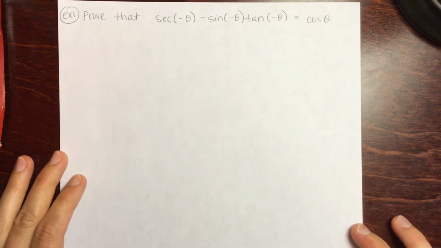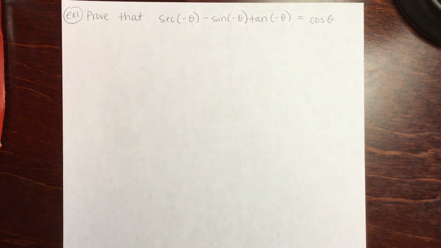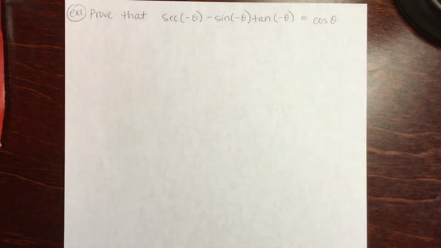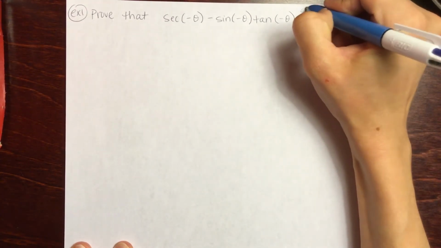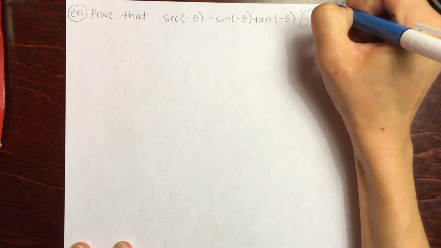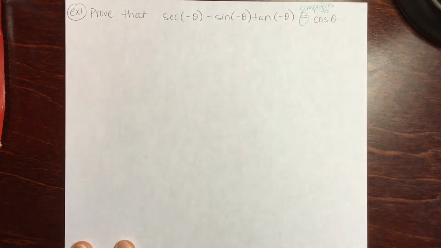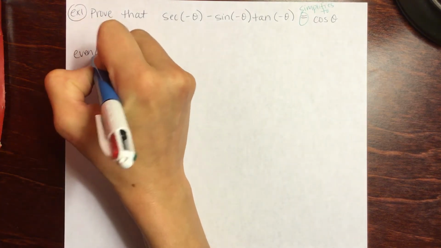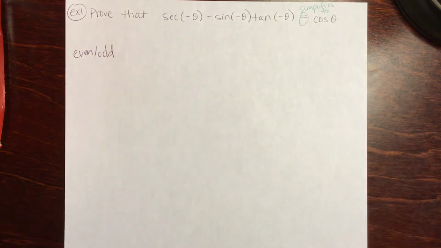All right, prove that secant of negative theta minus sine of negative theta times tangent of negative theta simplifies to cosine of just normal theta, not negative anymore. Okay, so there's a lot of negatives going on in here. So let's first deal with that and get rid of these negatives. There's too many. So we're going to use our even and odd properties here to get rid of our negatives.